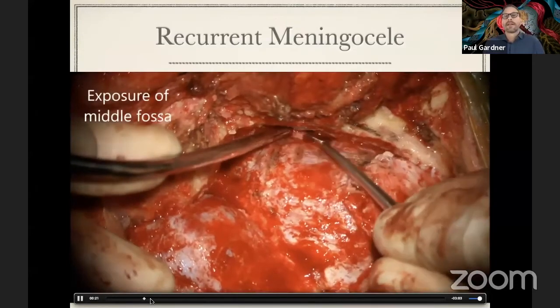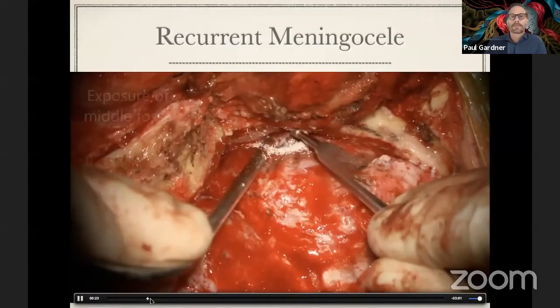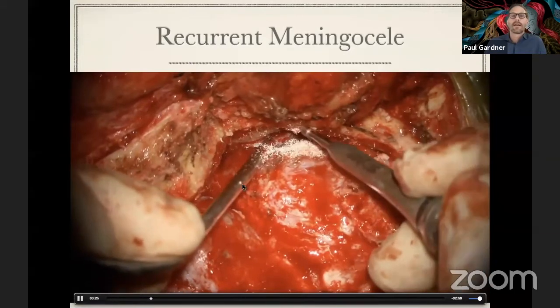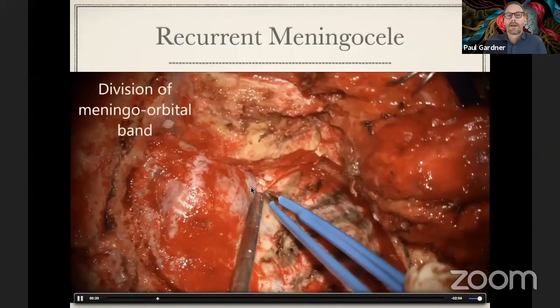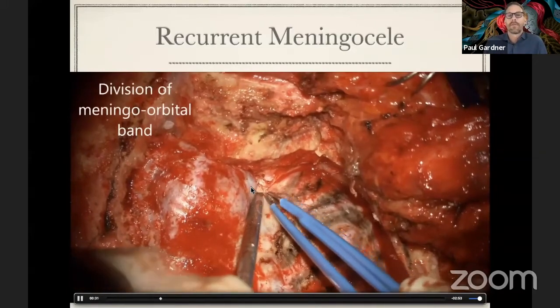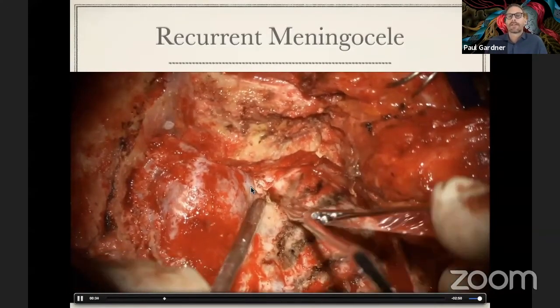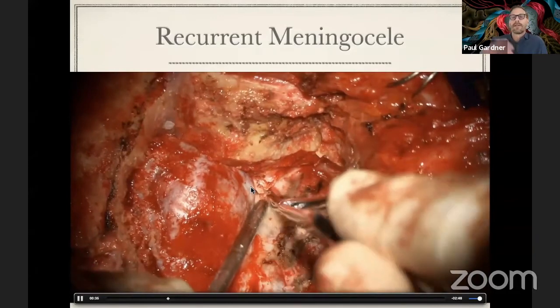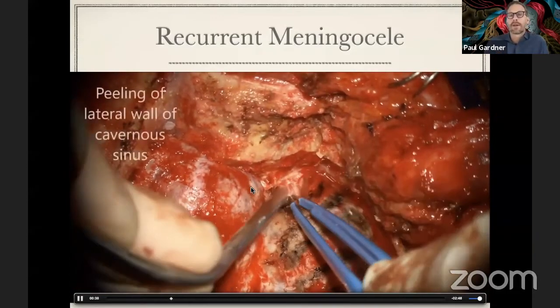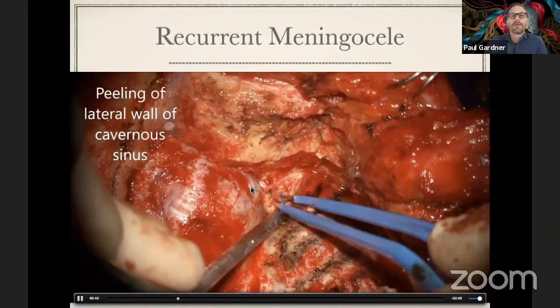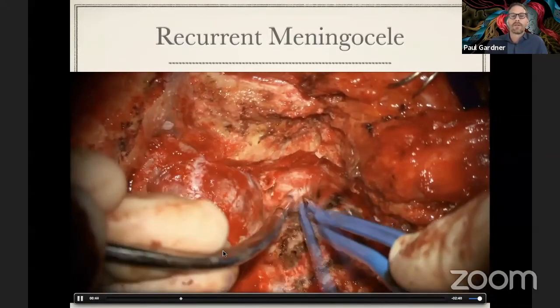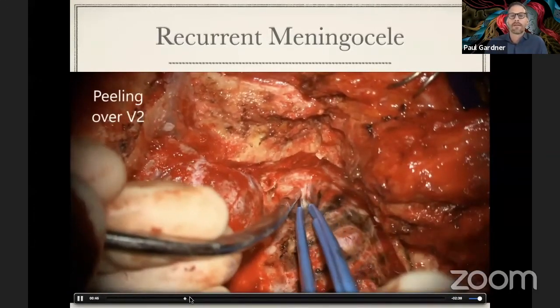We're using this extended middle fossa approach, drilling out. I think a nice trick here is to completely decompress V3. Here we're, of course, sacrificing the meningoorbital band to start our peeling of the cavernous sinus. I think this gives us a little better ability to gently retract the temporal lobe if we do this initial dissection. It also gives me a nice view of the attachments of V2 and V3 so I can peel Meckel's cave.